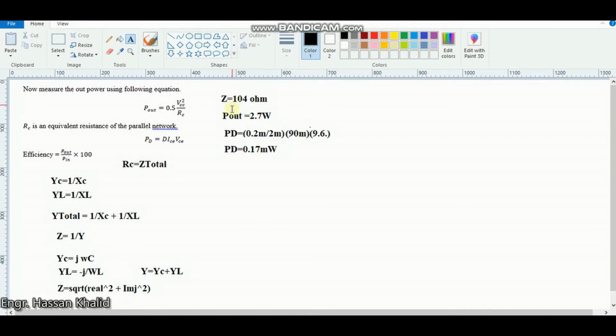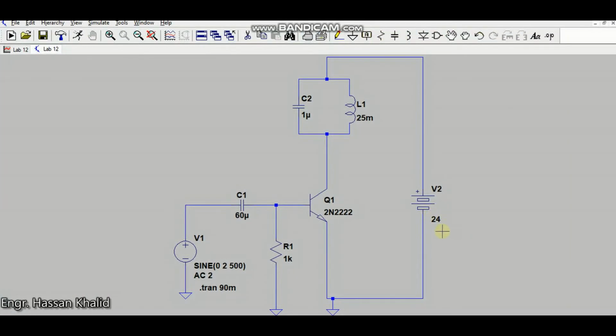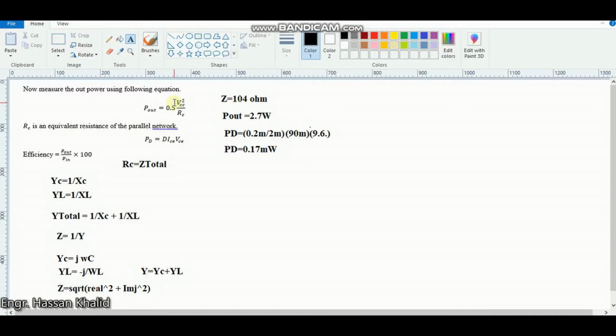Okay, now the output power which we can obtain from the circuit: we have the 24 volt DC battery connected to the collector side. So if I place the values here, 24 square divided by RC, that is 104, I get an output power of 2.7 watt.